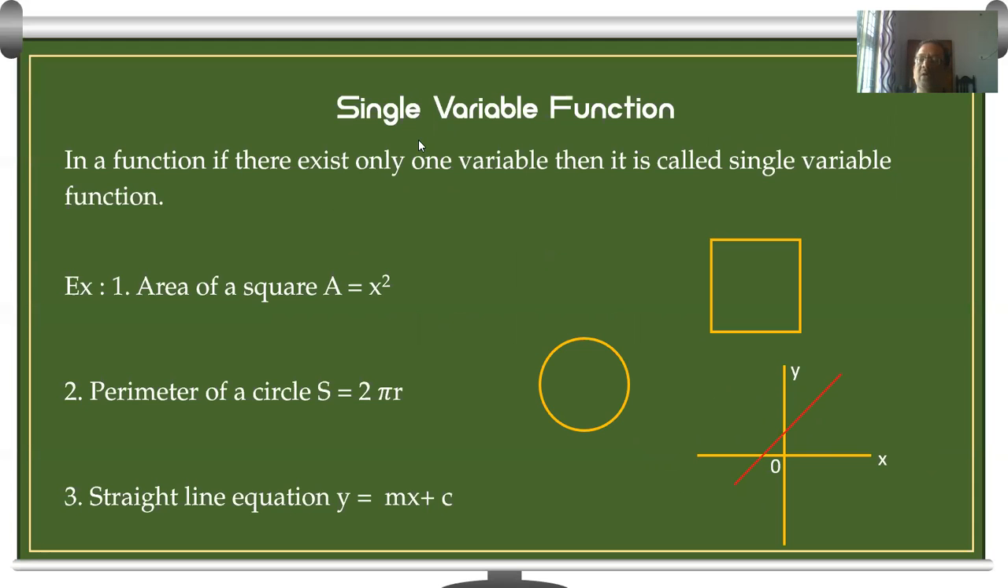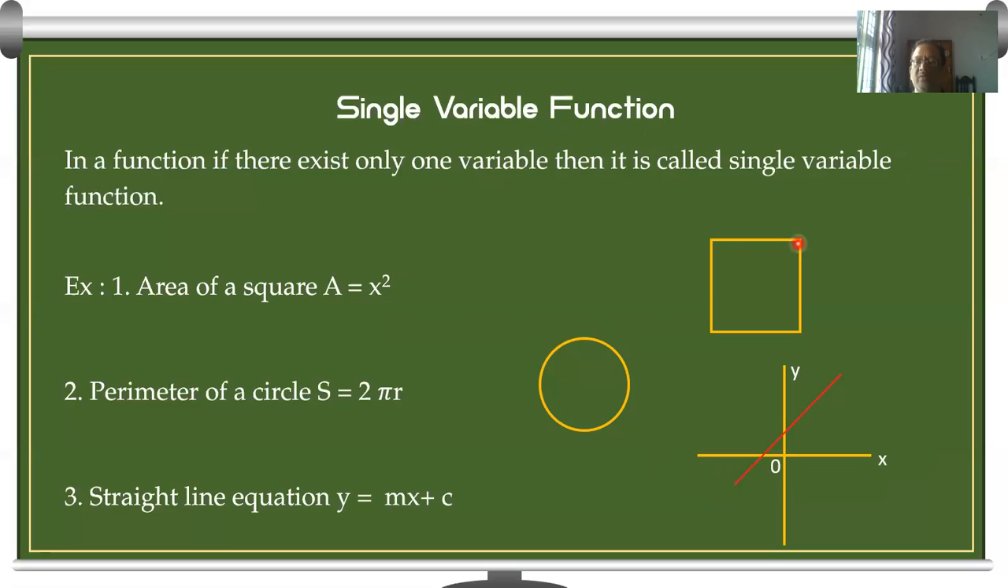Now what is the meaning of a single variable function? In a function, if there exists only one variable, then the function is called a single variable function. It means if any function has only one variable, such functions are called single variable functions.